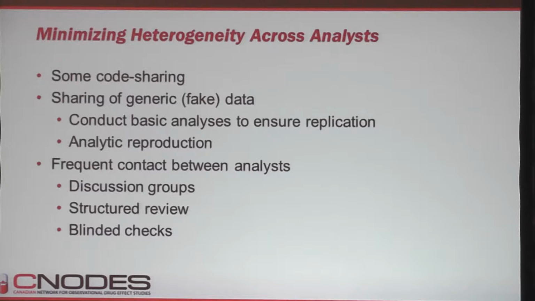We will actually double code some data if we think there are particular problems. We have frequent contact between analysts. The analysts are allowed to talk to each other. We have a structured review of the results. Importantly though, the analysts are blinded to each other's results so that we don't have the opposite of heterogeneity. We don't have somebody saying, well, Darren's site got an odds ratio of 3.0 and he's from Harvard, so he must be right, I'm going to try to move my odds ratio over to 3.0. We don't want that to happen. We want everybody to do their best to get the right answer for theirs, not to figure out what other people are doing.